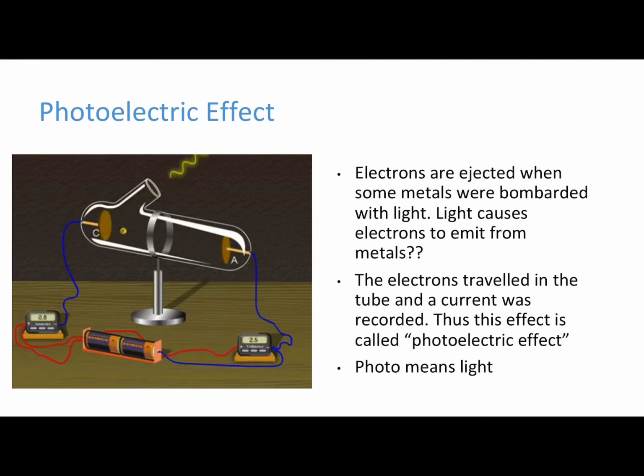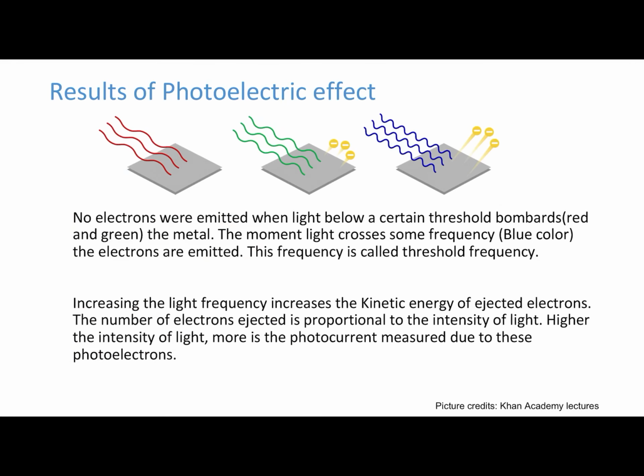In 1887, Heinrich Hertz performed a very interesting experiment in which electrons were ejected when certain metals like potassium, rubidium, and cesium were exposed to a beam of light. The electrons travelled in the tube and a current was recorded. Thus, this effect is called the photoelectric effect.